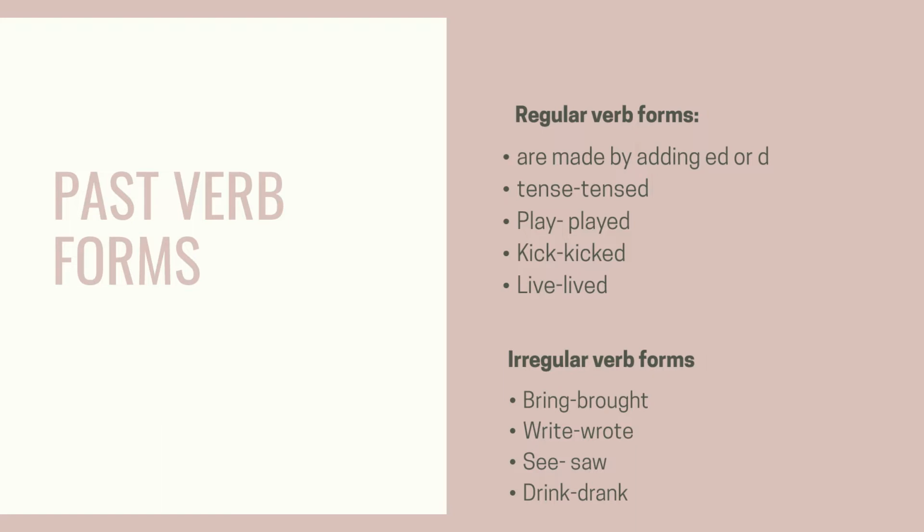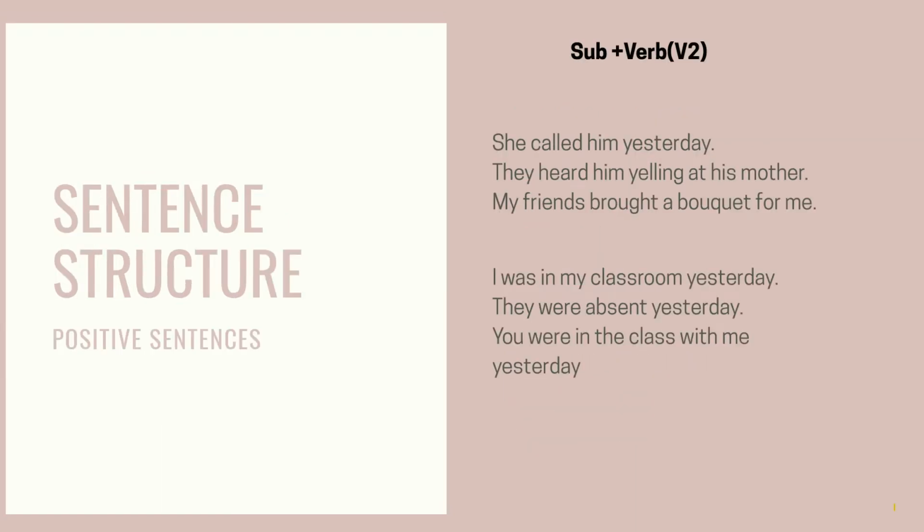The sentence structure for positive sentences in simple past tense, for sentences which use regular or irregular verbs, is quite easy. We just change the regular verb or the irregular verb into the past form, or the V2 form. But there is another kind of sentences in which we use the to be form of the verbs.